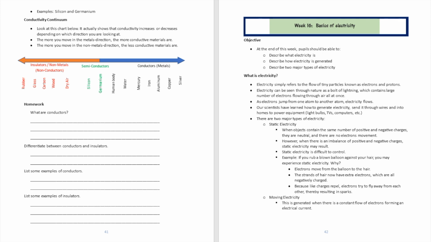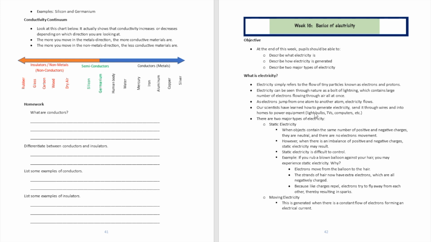So for the past 2 weeks, we've been talking about what electrons are. They are negatively charged particles of an atom, and protons are positively charged particles of an atom. Now, when these tiny particles start to flow from one atom to another, then we say that an electrical current is flowing. Electricity can be seen in nature as lightning, which contains a large number of electrons flowing through the air all at once. As electrons jump from one atom to another atom, electricity flows.